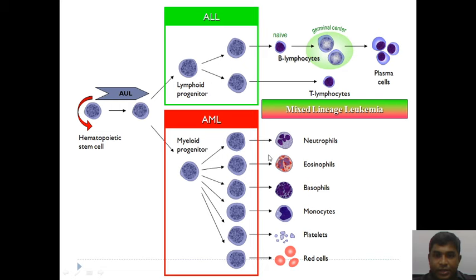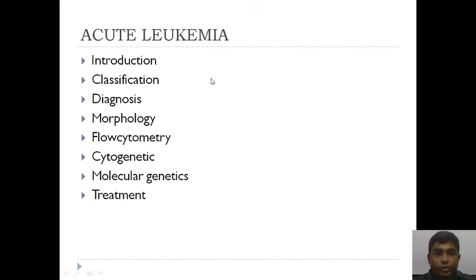Neoplasms can arise from these cells, but they give rise to different types of hematopoietic tumors. So in this class we will learn about acute lymphoblastic leukemia and acute myeloid leukemia, and in each category we will learn the different aspects of these diseases, which include a brief introduction, classification and pathogenesis, diagnosis using morphology, flow cytometry, cytogenetic studies and FISH studies, molecular genetic studies, and at the end we will briefly touch upon treatment modalities.